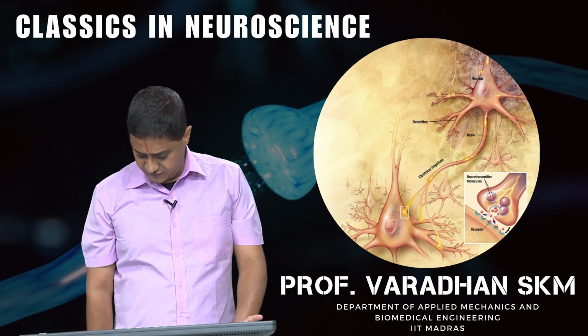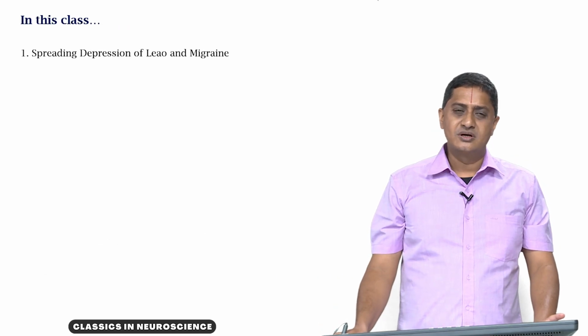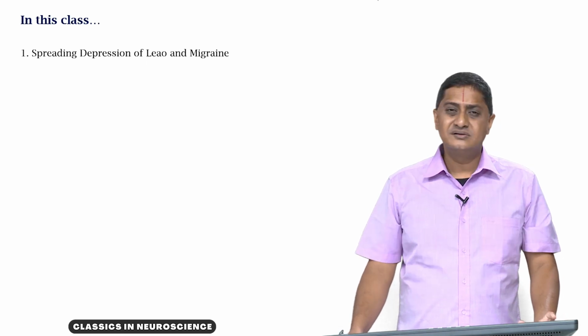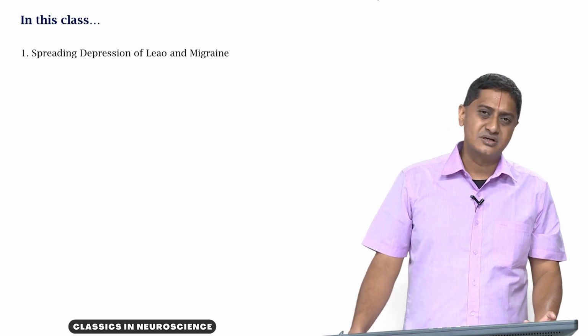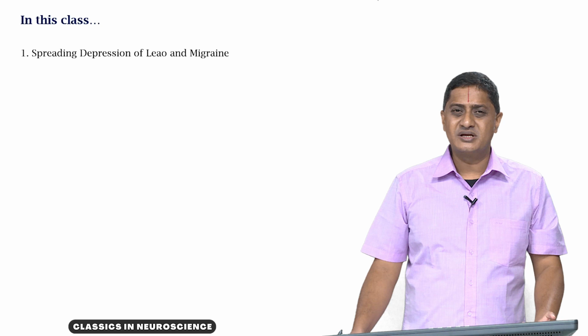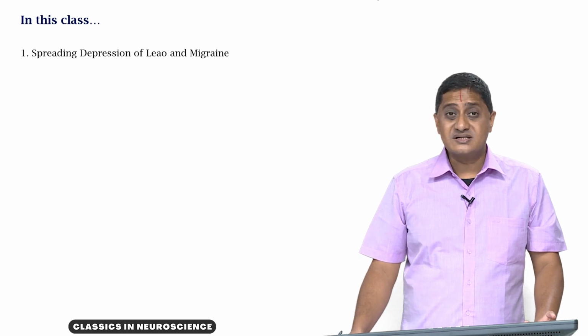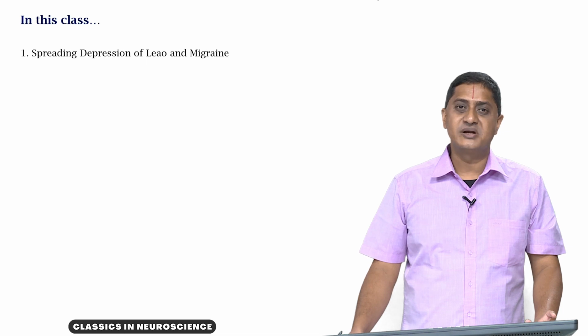In the last set of videos, we have been discussing the neurological foundations of neuroimaging or brain imaging. In this video, we will look at the spreading depression of Leão and migraine. This topic is slightly different from the rest, which are on imaging. But since we are discussing cerebral blood flow and the developments of the 1950s, it would be incomplete not to describe the contributions of Leão and spreading depression.